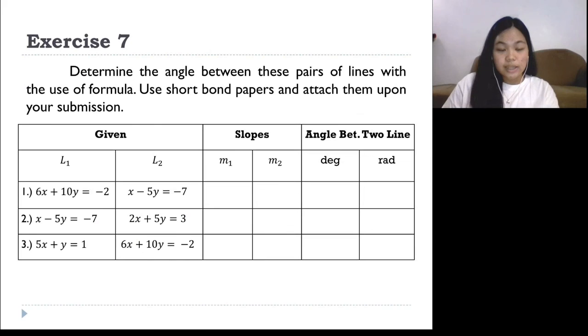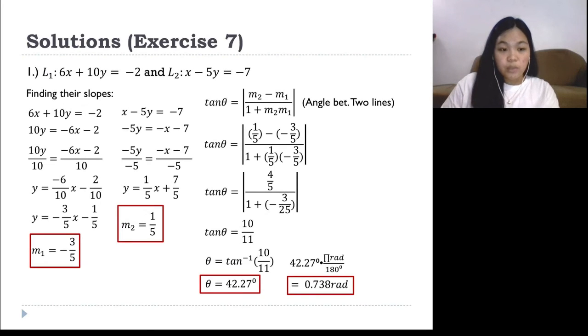For exercise 7, determine the angle between these pairs of lines with the use of the formula. So for number 1, we have lines 6x plus 10y equals negative 2 and x minus 5y equals negative 7. First is to find their slopes. Same process as before: transform the equations into their slope-intercept forms to determine their slopes. That is negative 3 over 5 for line 1 and 1 over 5 for line 2. Next, to determine the angle between these lines, we are going to use the formula tangent theta equals the absolute value of m sub 2 minus m sub 1 over 1 plus m sub 2 m sub 1.